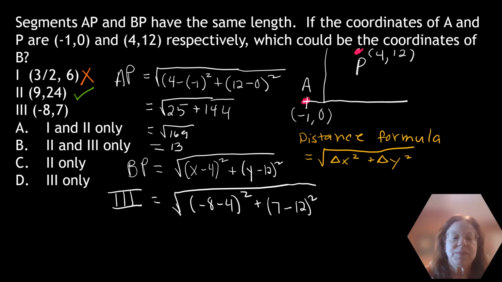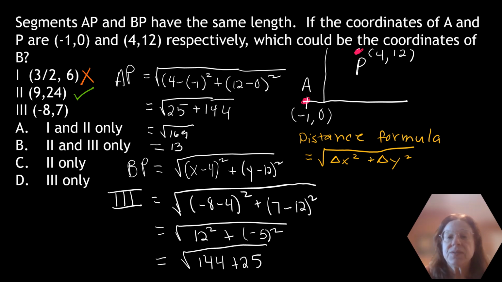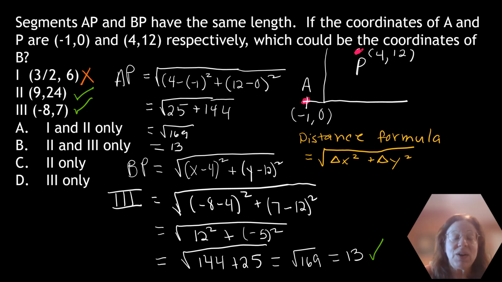All right, let's try number 3. -8 minus 4 squared plus 7 minus 12 squared, the square root of that whole thing is going to be 12 squared plus -5 squared. And that's 144 plus 25 under the square root, which is the square root of 169, which is 13. So that's also true. So 2 and 3 are true, and B is the answer.